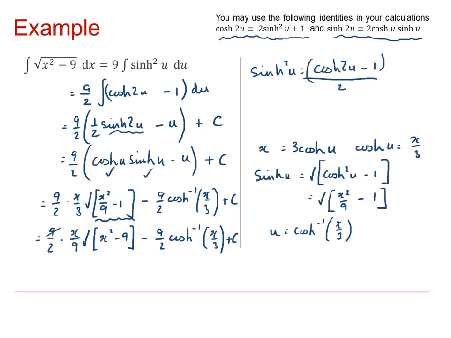The 9ths cancel out, so that finally we end up with our answer x over 2 square root of x squared minus 9, then minus 9 over 2 cos the minus 1 x over 3 plus c.